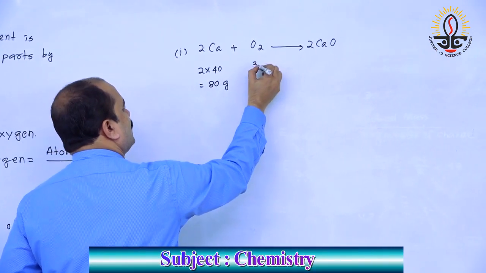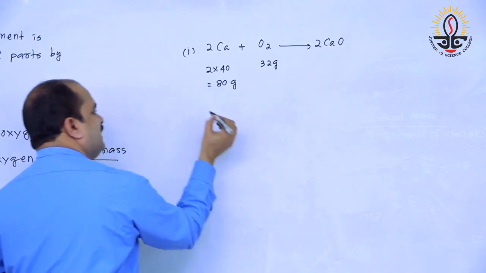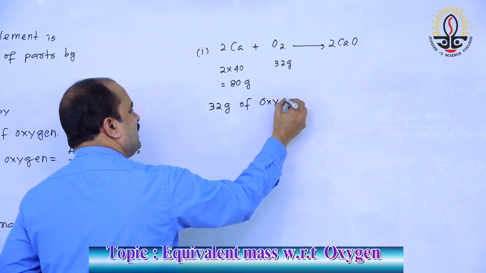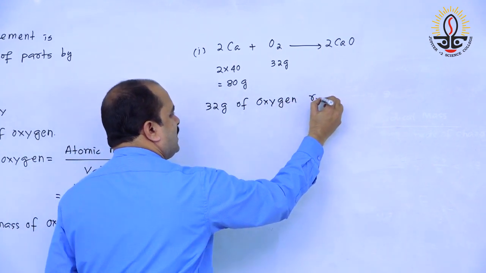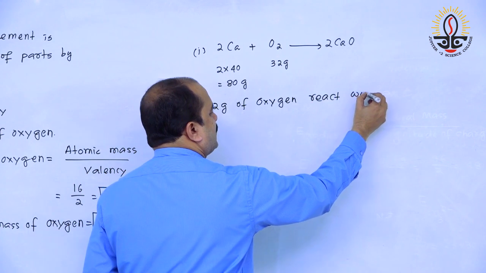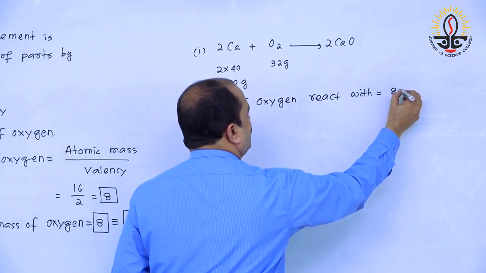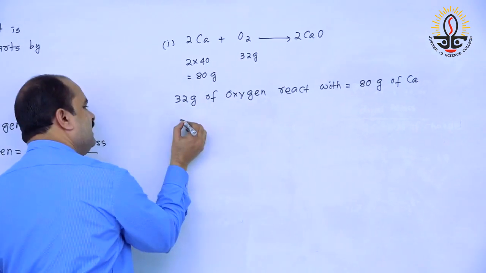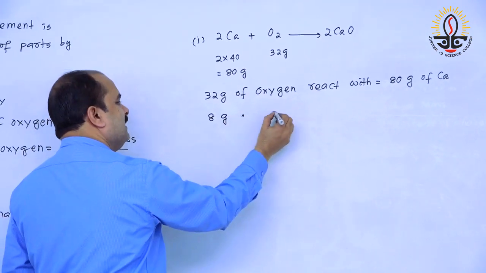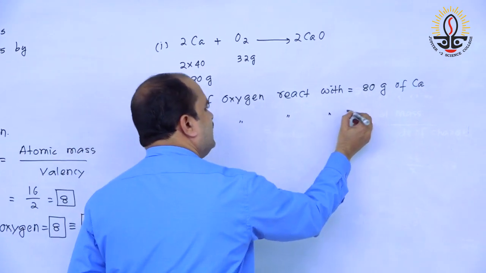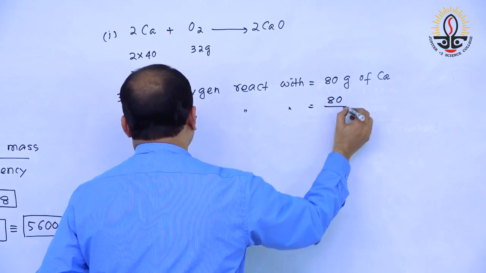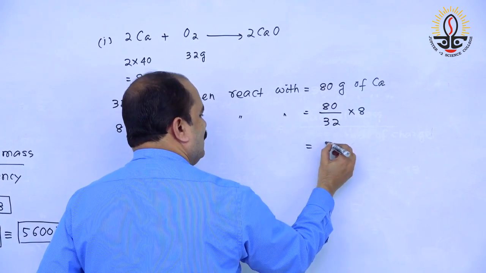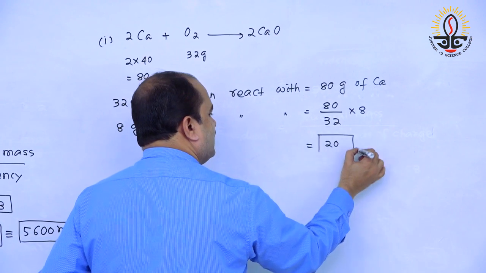Here also O is equal to 32 gram. That means 32 gram of oxygen reacts with 80 gram of calcium. We have to find out how much calcium reacts with 8 gram of oxygen. It is equal to 80 by 32 into 8, which is equal to 20 gram.